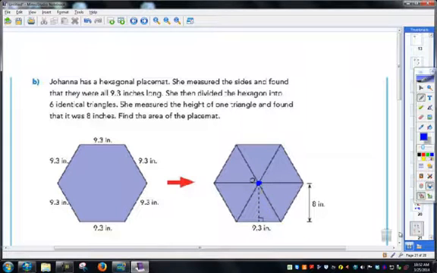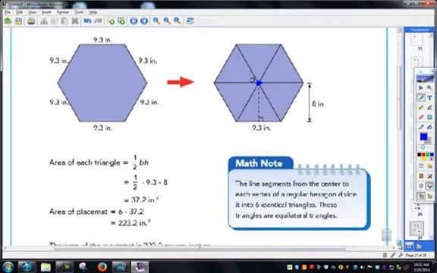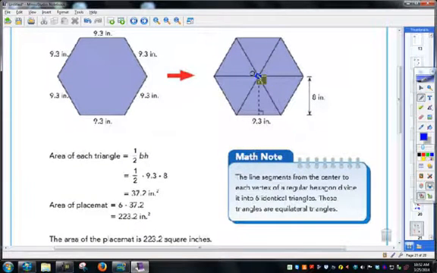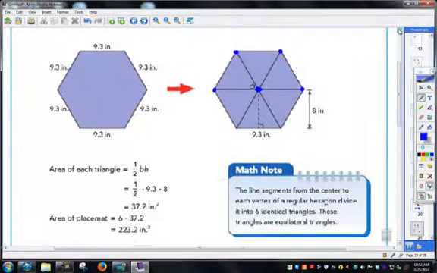And then you're just going to find the area of one of those triangles and then multiply it by 6. It's very simple, guys. Remember, your center is going to connect to every vertex of this hexagon. Okay? Every single vertex.